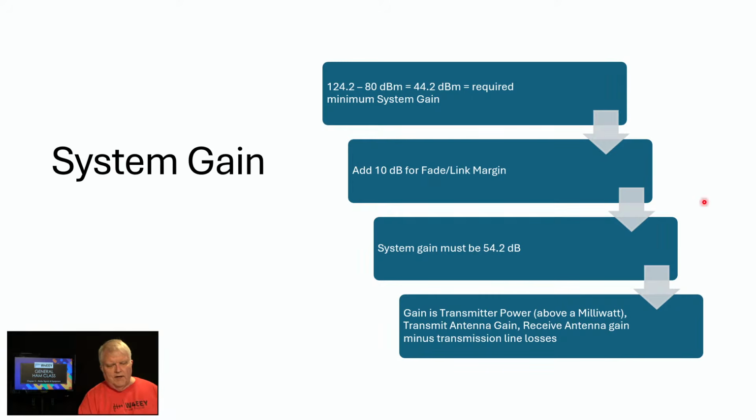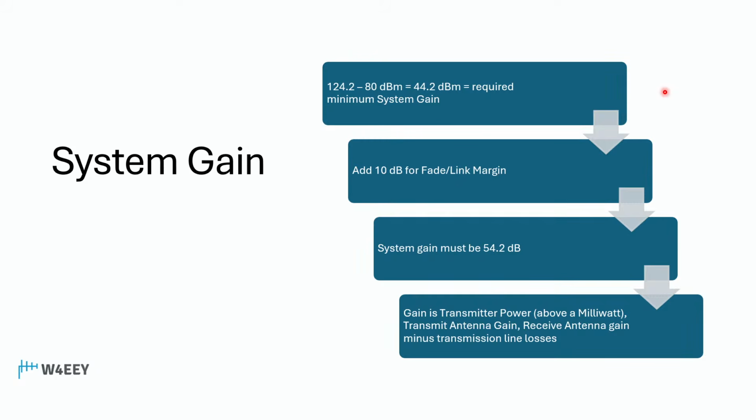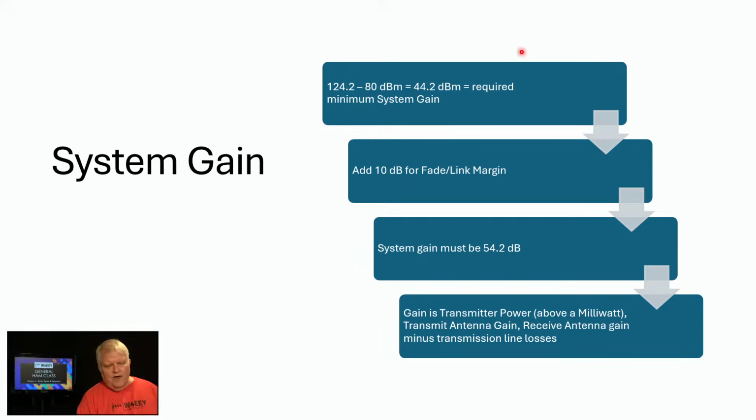So again, we have the path loss of 124.2 dB, and we need to have at least minus 80 dBm, which means that we have to have a system gain of at least 44.2 dB. And then for fade margin, to make sure that we still have a signal, we're adding 10 dB. So we're saying now that the system gain, whatever system we design, has to have a gain of 54.2 dB. And gain can be any of these things: transmitter power, transmitter antenna gain, receive antenna gain, but then we also have to take away any transmission line losses.